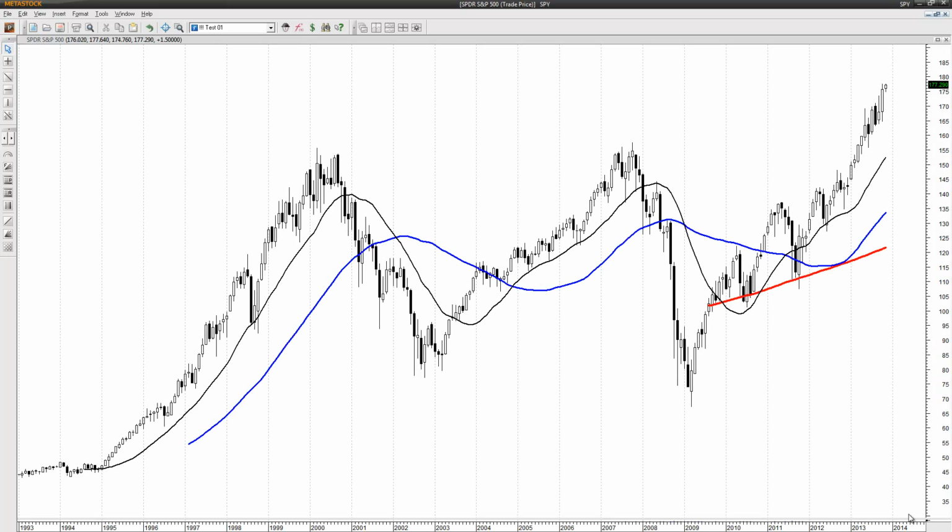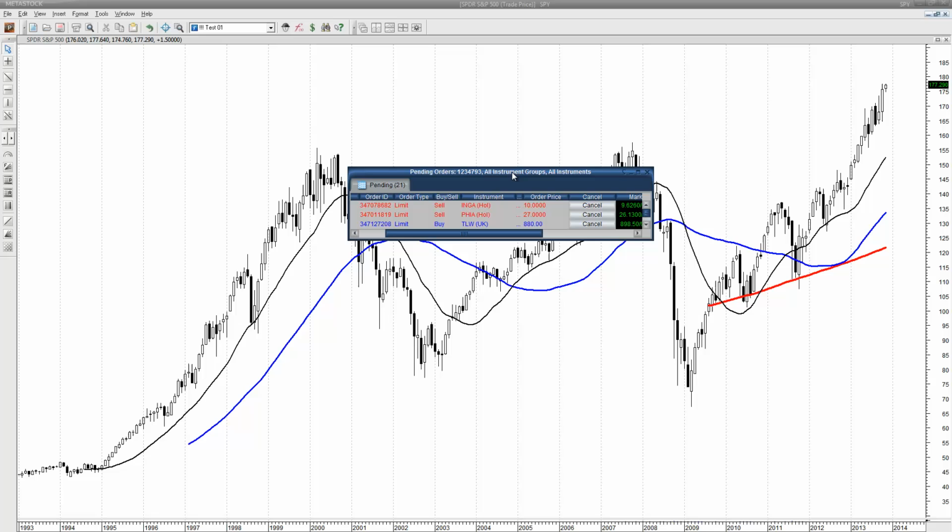Okay, and now we're back on the SPY again. So this is my level for the European market tomorrow, the 11th of November 2013. ING 10, Philips 27, both short sales, and Tullow Oil 880. I'm going to go long if that stock is coming down to that level.